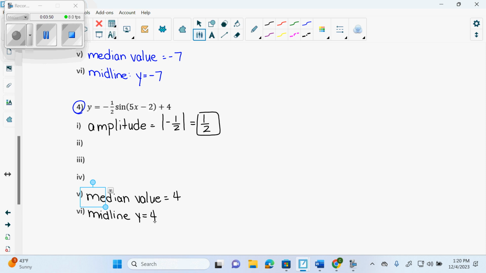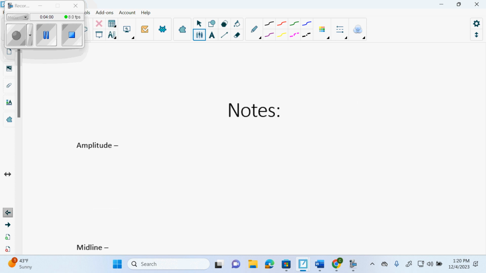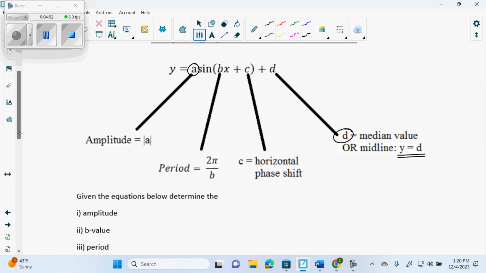All right? Make sense? So the amplitude is the absolute value of the A. The midline is the D. What else does it give me? Let's go back. So, B is not period, because period starts with a P, correct? B is not the period. The period does not say B, therefore the B is not the period. We agree? Now there's this great thing on your formula sheet.